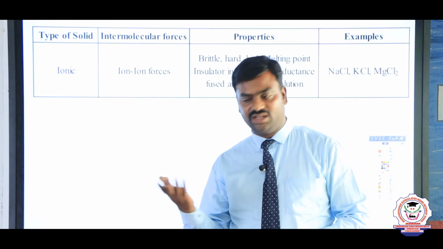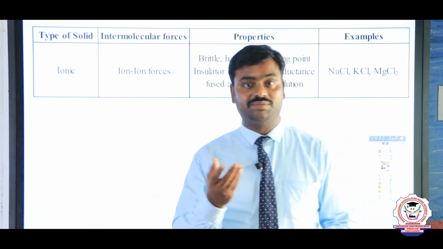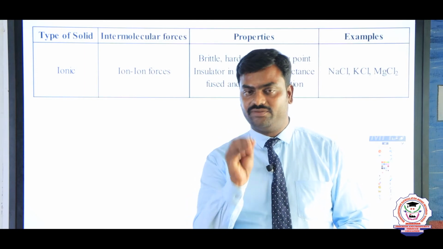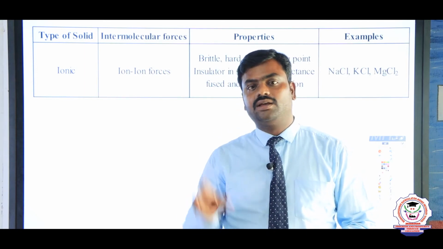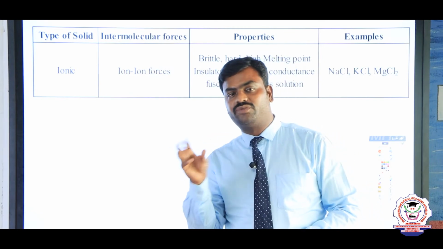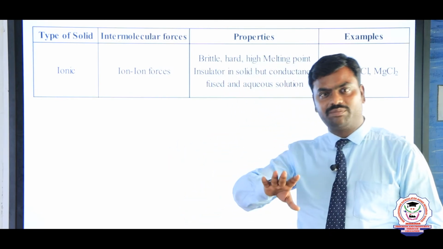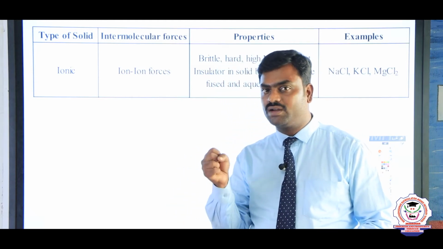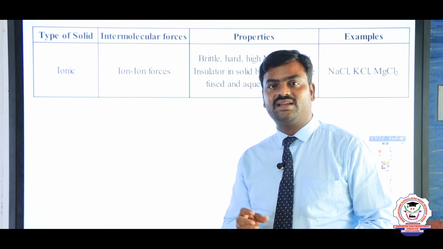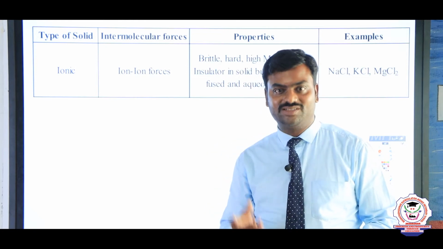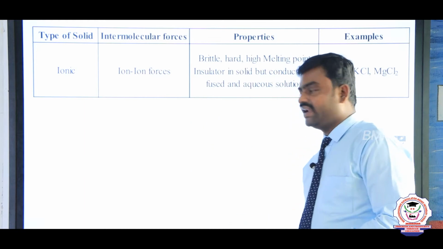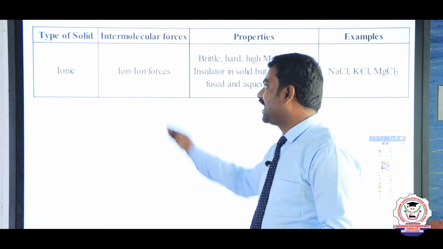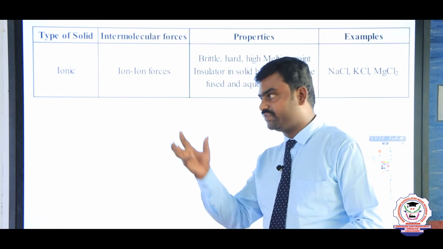For example, in our home we can see sodium chloride, that is, table salt. Sodium chloride is a very good crystal. There is an electrostatic force of attraction acting between the sodium plus ion and the chloride minus ion. Because of this very strong force, they make a very good crystalline solid. Sodium chloride is an example of an ionic crystalline solid.